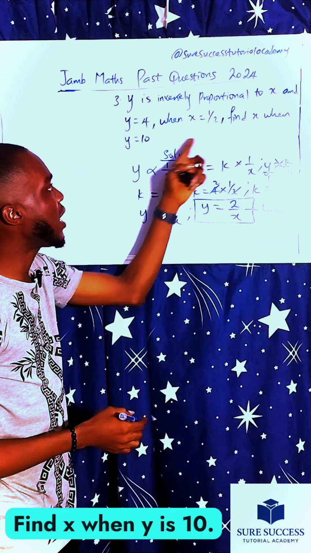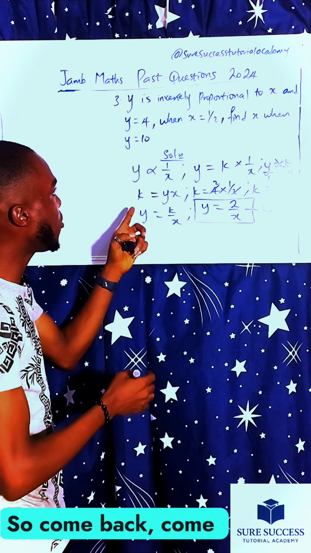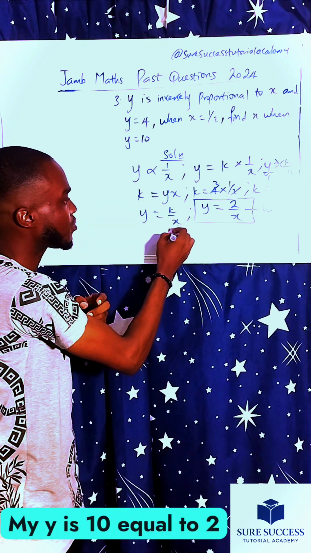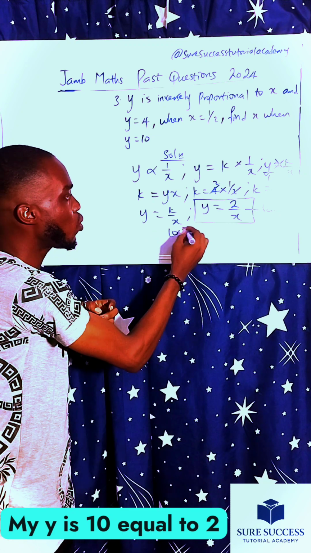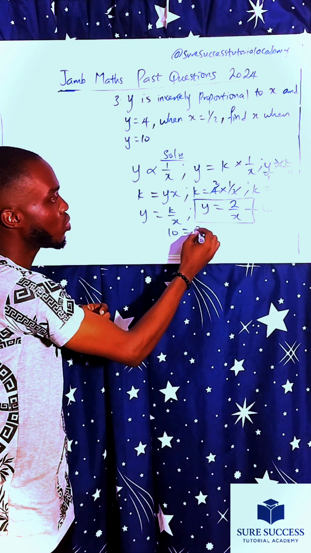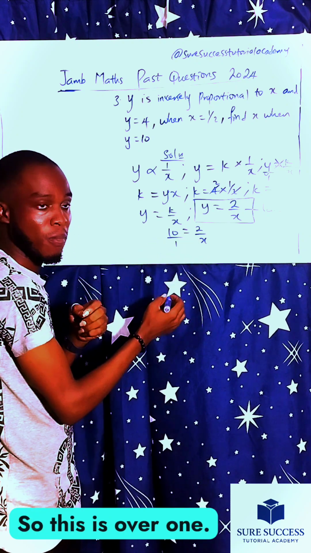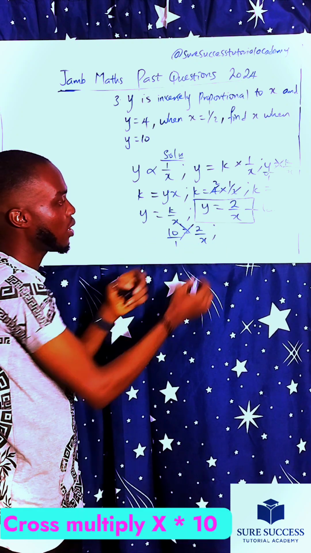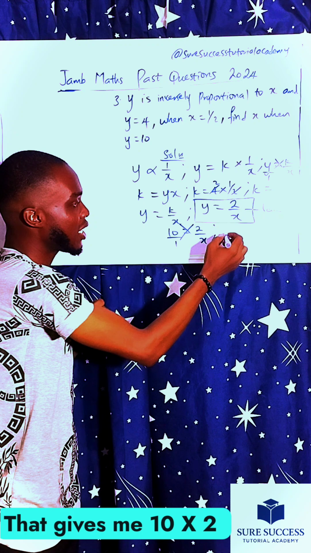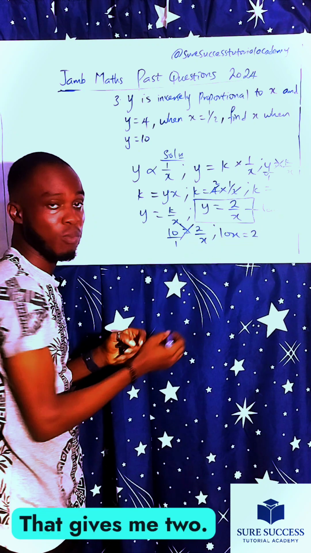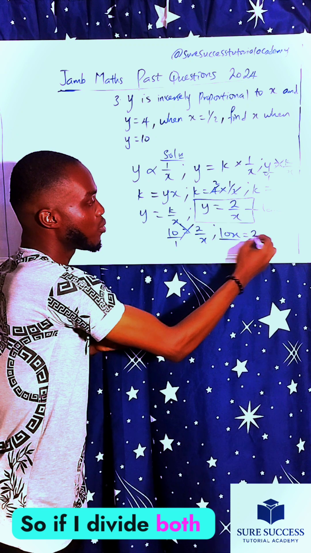But that's not where we are going. Remember, find x when y is 10. So come back here. My y is 10, equal to 2 over x. We want to get the value of x. So this is over 1. Cross multiply. x times 10 gives me 10x. 2 times 1 gives me 2.